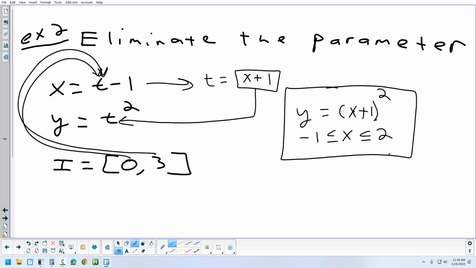Now, mathematically, could you plug in like 7? Sure, 7 plus 1 is 8, 8 squared is 64. But you've gone beyond the numbers you're allowed to use. It's not that it gives you an error or anything like that. It's just not part of this problem. Okay, so I'm not going to sketch that one. We're just going to eliminate the parameter. Okay, any question on that one?